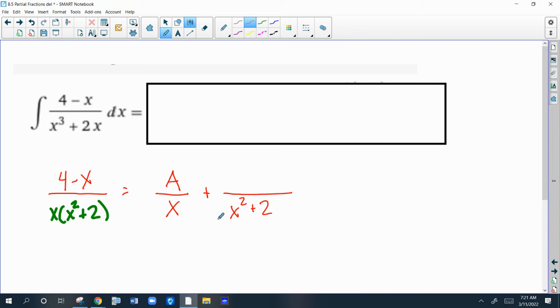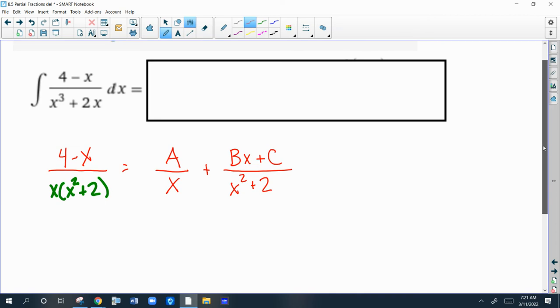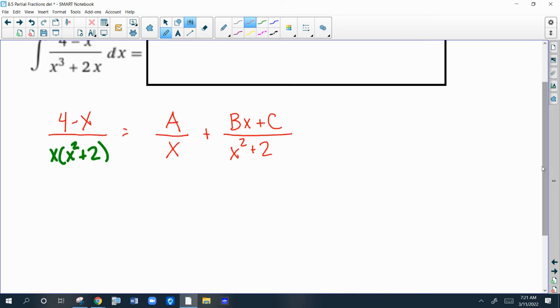Same thing with the quadratics. This is a quadratic. Its degree is 2, so its numerator would be a linear expression. So any linear expression can be written as mx plus b, or in this case, we're going to go bx plus c. So now pretty much everything else is the same.